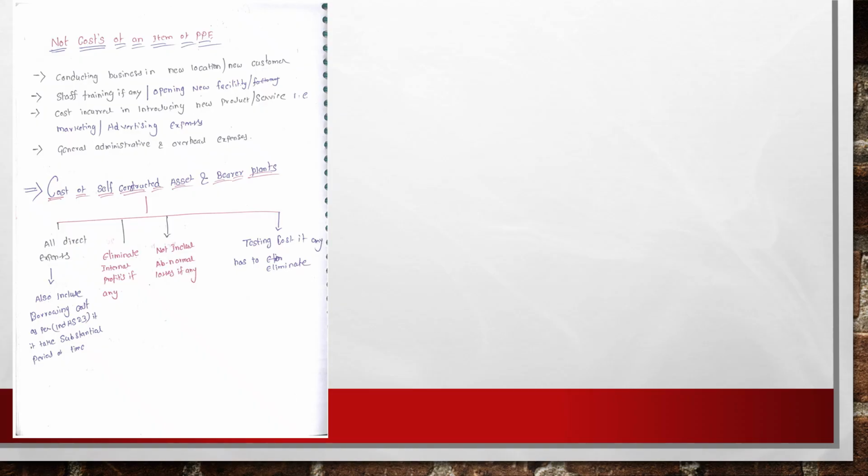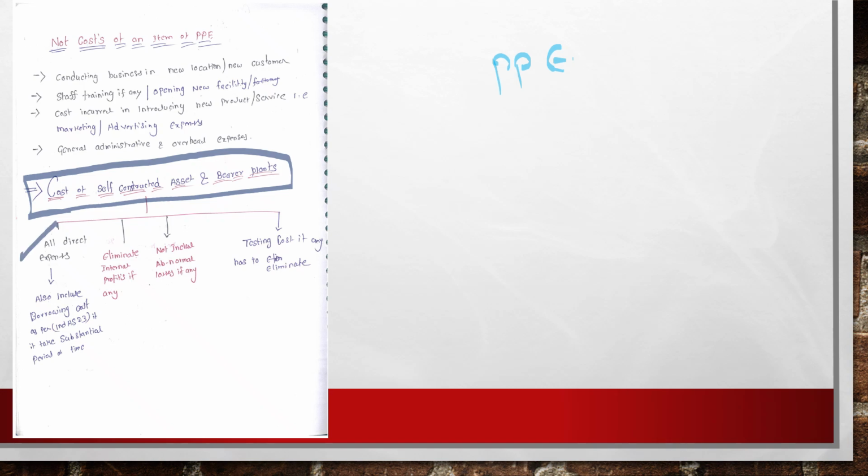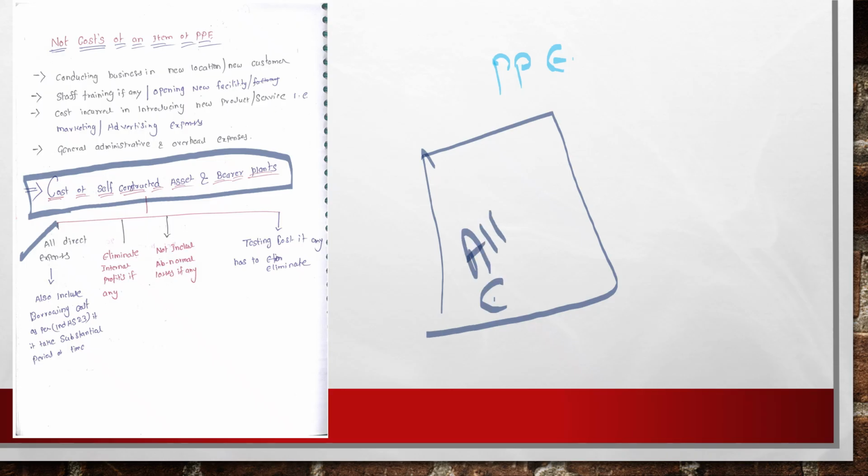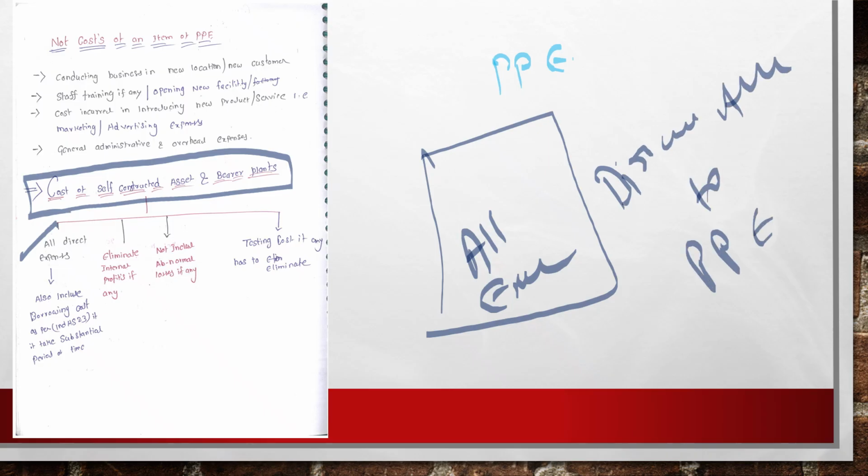Now in part 4 we will see what are the costs not included in the PPE, and also what are the costs for a self-constructed asset. So this is the continuation of the components of cost. All direct expenditures, as I explained in the earlier slide, right? All direct expenditure, the employee cost, whatever we incur to build that self-constructed asset, you should include all expenses directly attributable to constructing the particular PPE.